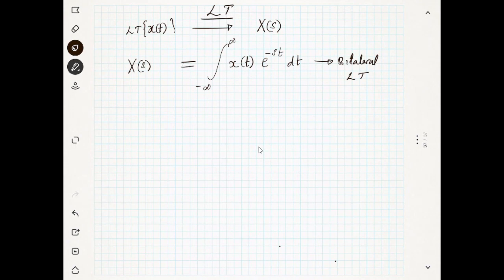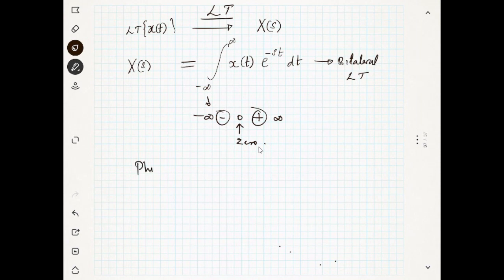Bilateral, yes. Bilateral means two sides. It includes the positive side and the negative side. This is your zero, the center. Okay? Yes, your zero. That's why.